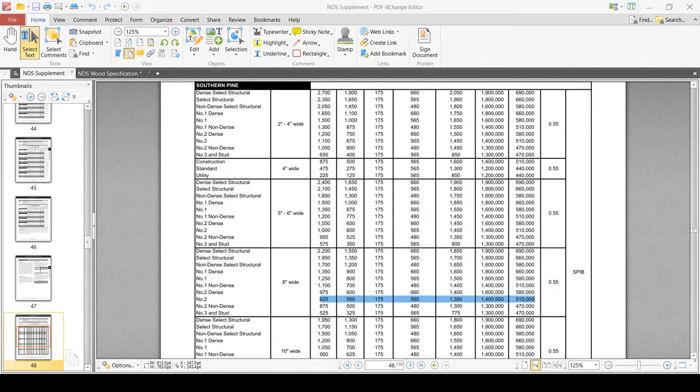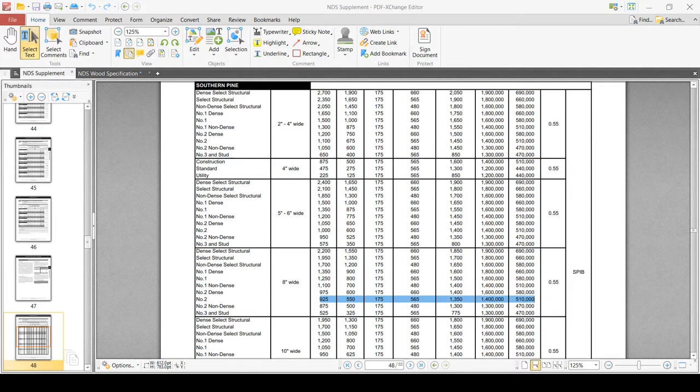Okay, and then our shear stress is 175 psi. Our compressive stress perpendicular to grain, 565 psi. Compressive stress parallel to grain, that's going to be 1350 psi. Our stamped graded elastic modulus is 140,000 psi. And our minimum elastic modulus is 510,000 psi. And then our specific gravity is 0.55.